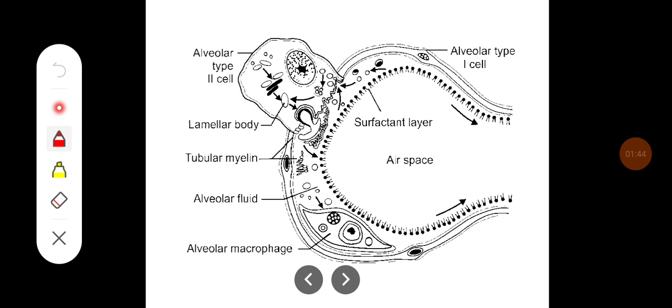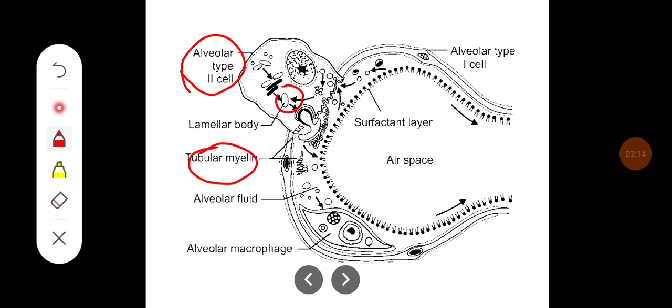This is the diagram showing the synthesis of surfactant. It is synthesized in the alveolar type 2 cells, where there are structures mainly containing phospholipids, which are called laminar bodies. These laminar bodies are exocytosed from the alveolar type 2 cells, and then they later form the tubular structure which is called tubular myelin.